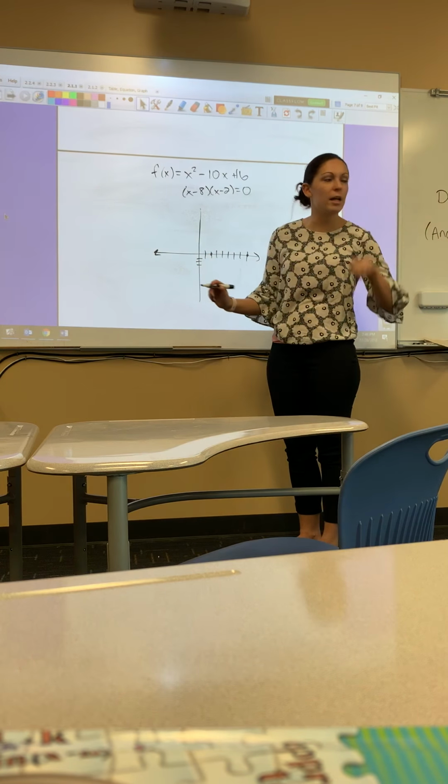Key characteristic. Yes, Ian, the vertex, exactly. Where's the x-coordinate of the vertex? Excuse me, Gracie. How can I find the x-coordinate of the vertex? Yes, it is midway between my two x-intercepts. So my x-coordinate of the vertex is at 5.